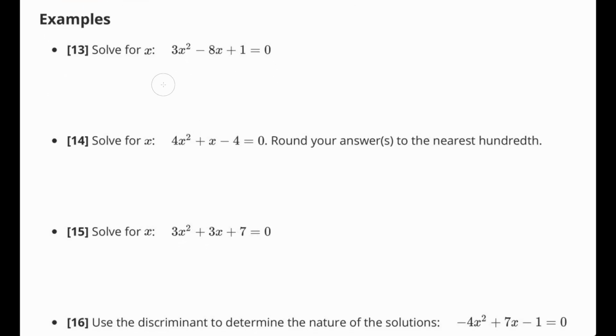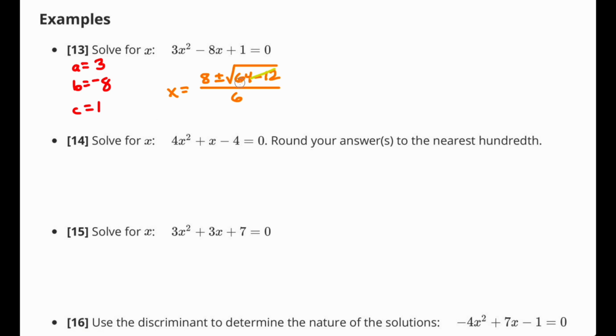Examples, solve for x. First thing I'm going to do is write out my a, which is 3, my b, which is -8, and my c, which is 1. Then I'm going to use the quadratic formula. It's kind of a one-stop shop. It's going to be negative b, which is just positive 8, plus or minus the square root of b squared, which is 64, minus 4ac, that's 12. So you end up with 64 minus 12. And then we're dividing this all by 2a, which is just 6.